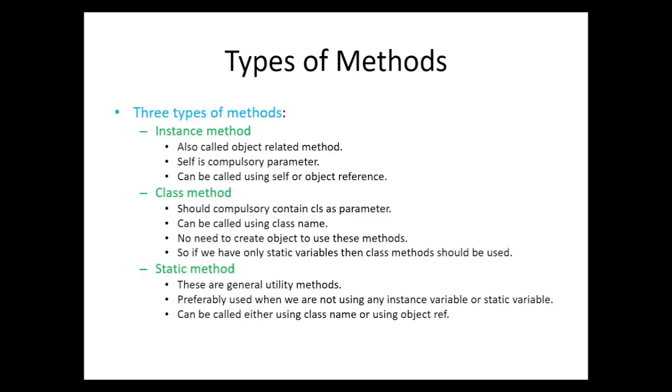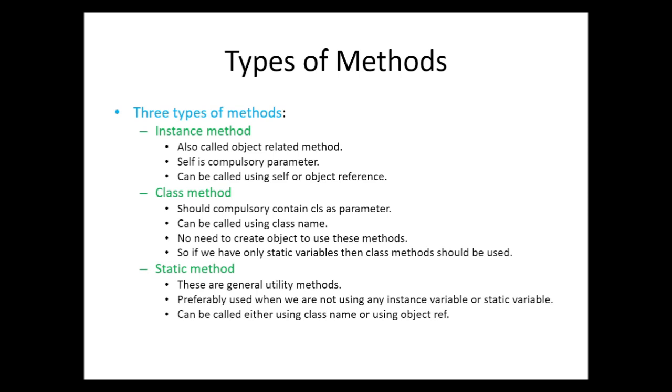Now next come the various types of methods, the other member of the class. Just like variables, the methods can also be categorized into three types. One is the instance method, second is the class method, and third is the static method. Instance methods are also called object related methods. So self is a compulsory parameter in the instance method and it is the first parameter, and it can be called using self or the object reference.